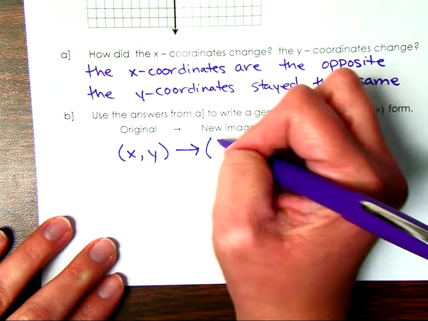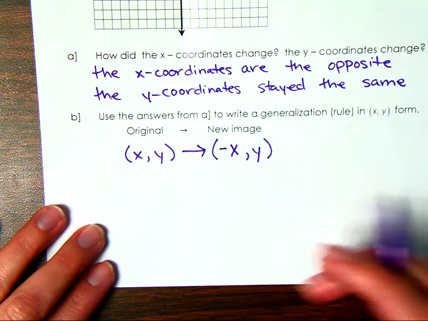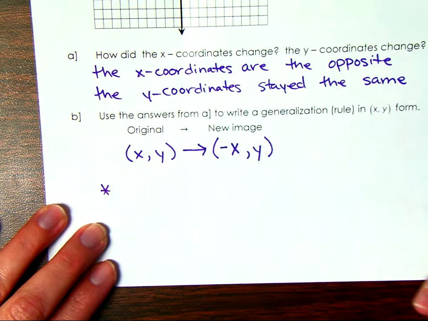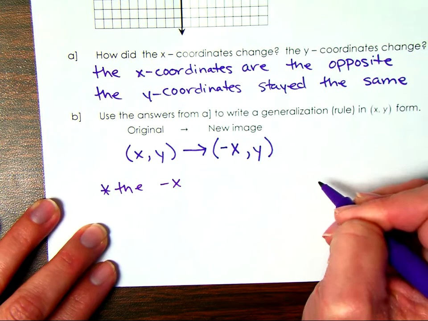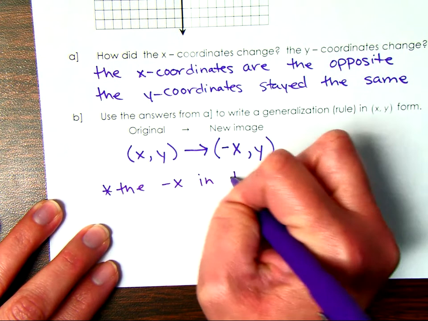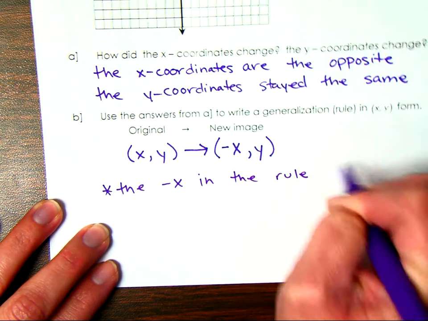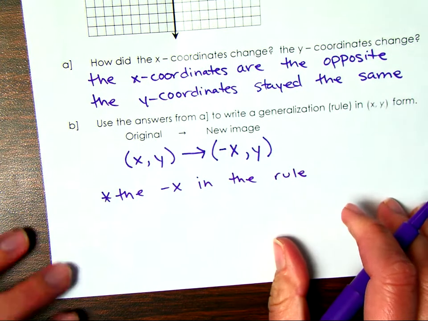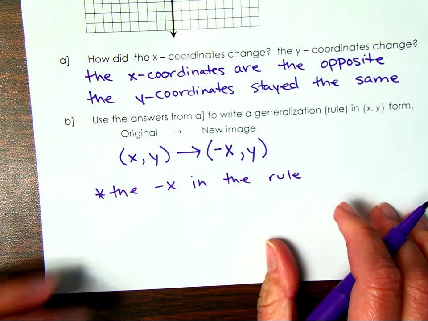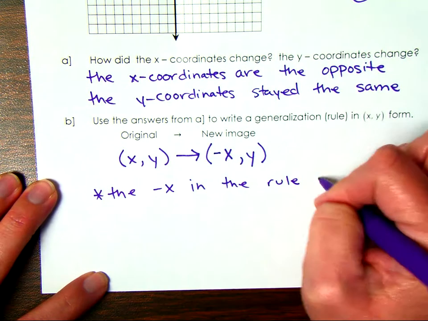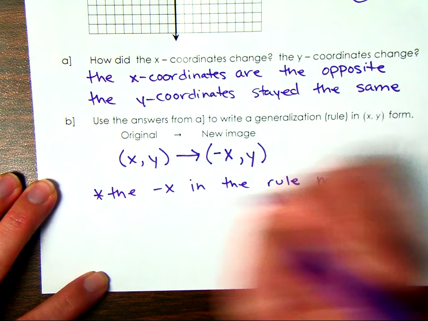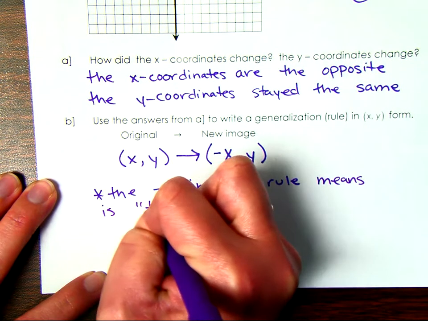So we're actually going to write a negative here, and this is something really important for us to know. The negative x in this rule doesn't necessarily mean that they're always going to be negative. What this negative x in the rule means is the opposite.